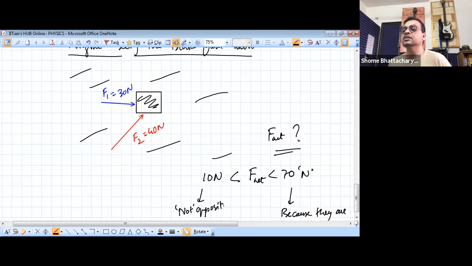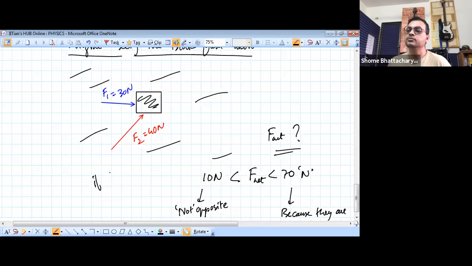So the worst case situation would be if the force was applied in opposite directions by two people, then they would tend to be opposing each other. So the net force would only be 40 minus 30, 10. And the best case would be they were acting from the same direction, parallelly. So in that case, the best case scenario, the force would have been 70 newtons. Now in this diagram, you can see it is neither opposite nor parallel. So it is neither 70, it's less than 70, nor it is 10, it's more than 10. So this is the only thing I can say.